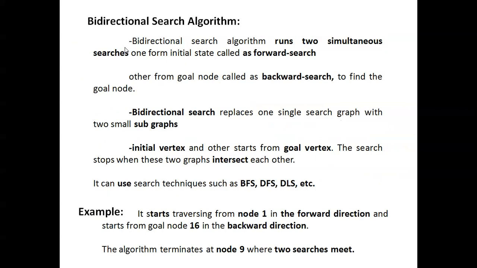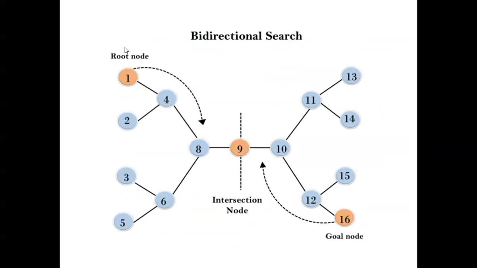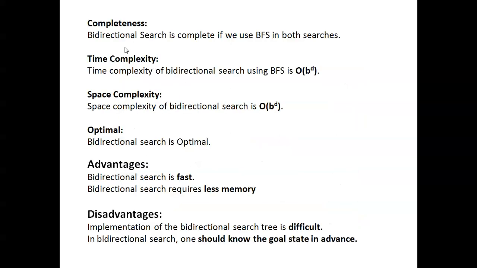Then the bidirectional search algorithm. It splits the search into two graphs, from the root node and from the goal node. The root node search starts from the initial node and traverses the graph forward, while the goal node search comes backward through the graph. When the two searches meet, that point is the intersection node. When it reaches the intersection node, the whole process stops, so the goal node is found between them. This is called the bidirectional search algorithm.